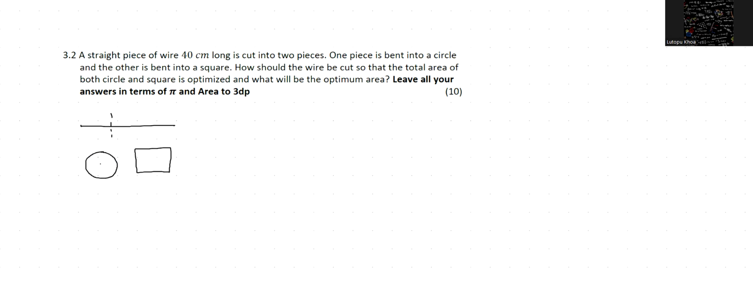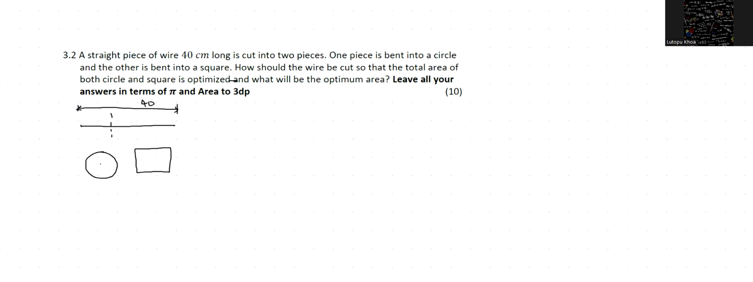Okay. So optimization, that's talking about minimizing or maximizing. And whenever we're doing these maximization, minimization, you always have to differentiate, equate to 0, and so on. Okay, so what we know is that this distance here is 40. Now, this 40 is used to make the circle and the square.